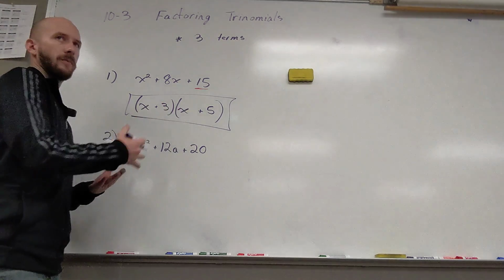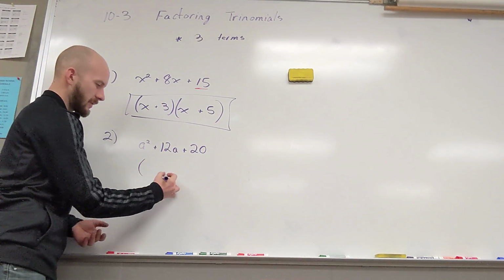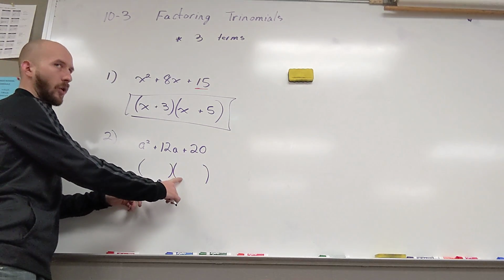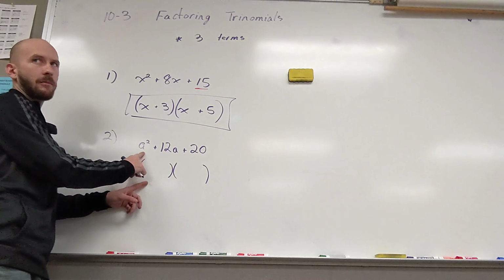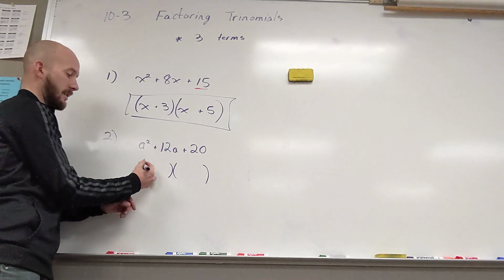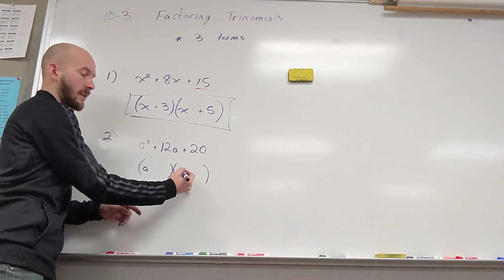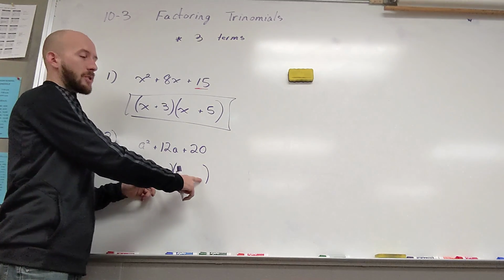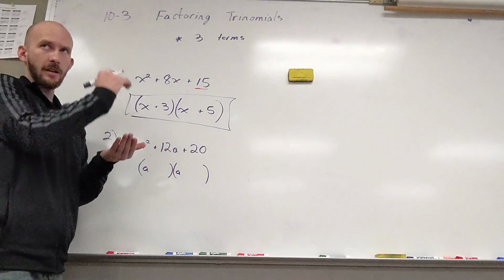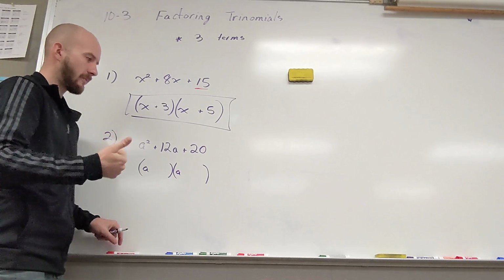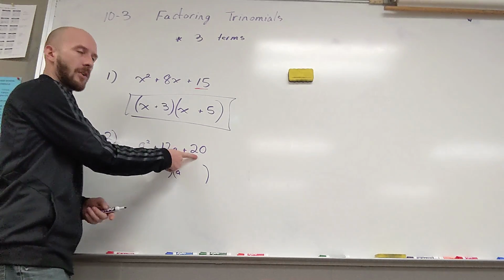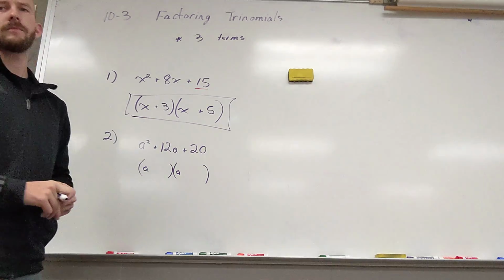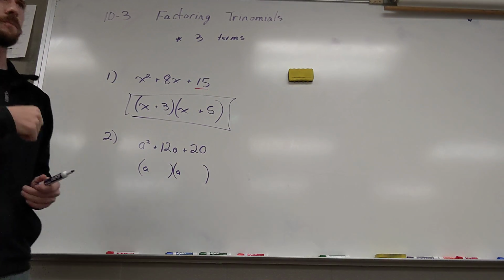Okay, so same thing here. I'm going to set up my two sets of parentheses. And the first thing in each parentheses always is going to have to multiply to be this. So that, in this case, is just going to be a times a. That's how you get the a squared. And these numbers have to multiply to be 20, so that's what's going to narrow it down, but they also have to add to be 12. So that's where you're going to go through your factors of 20, but find a pair that adds to be 12. 10 and 2.